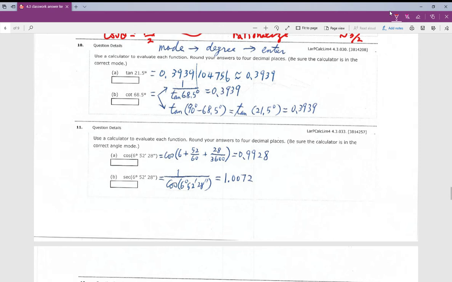Number 10. My eyes are too old, especially in the night time. Number 19, if they give you a degree, then you simply use a calculator and input the degree you can find. But be careful, because on the test, sometimes I ask you to evaluate the function value by using the radian.